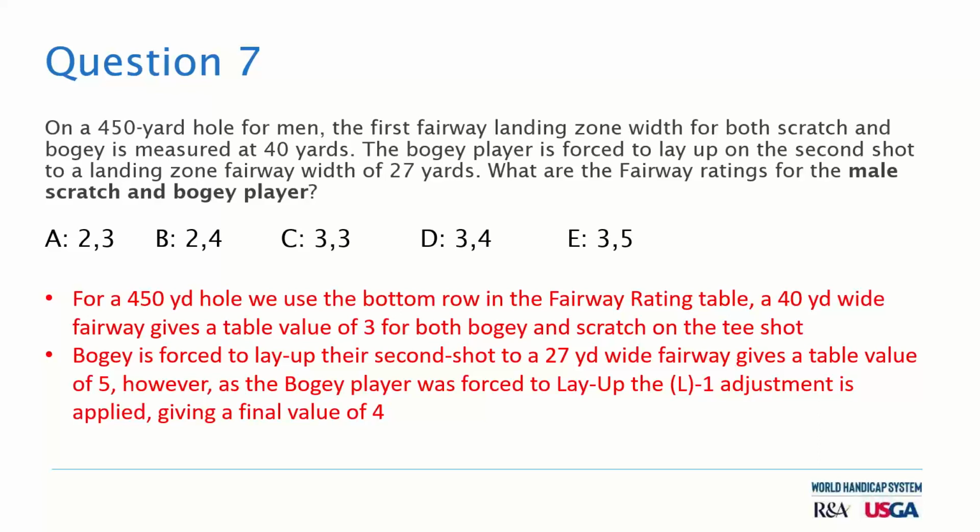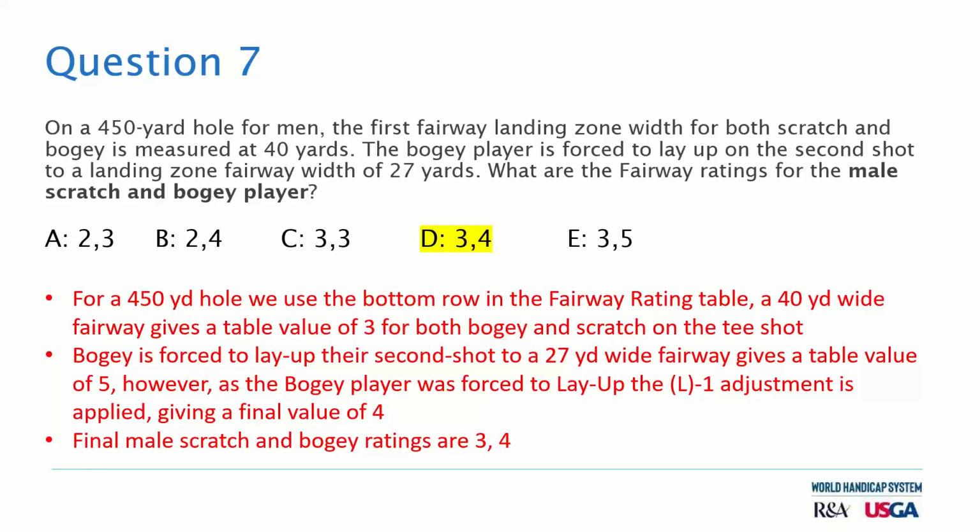Now, as you know, bogey has 2 landing zones, but based on the length of the hole, scratch only had that initial landing zone that we talked about that was 40 yards wide. They didn't have to lay up. Their second shot was into the center of the green, as you know, based on the shot length tables that are in the front of the guide. And so based on the only landing zone for the scratch player, which is 40 yards wide, and then based on the second landing zone that you had to lay up for the bogey player, we get our final values of 3 and 4 for scratch and bogey respectively. So letter answer D is your final answer.